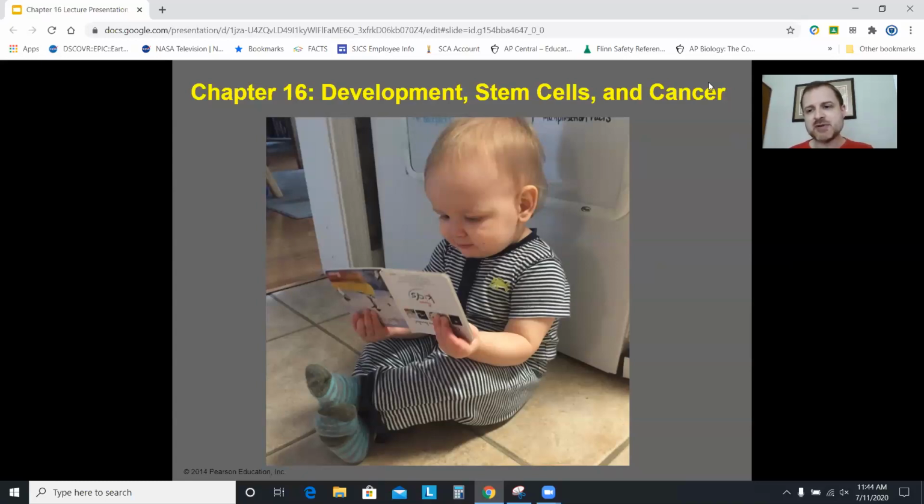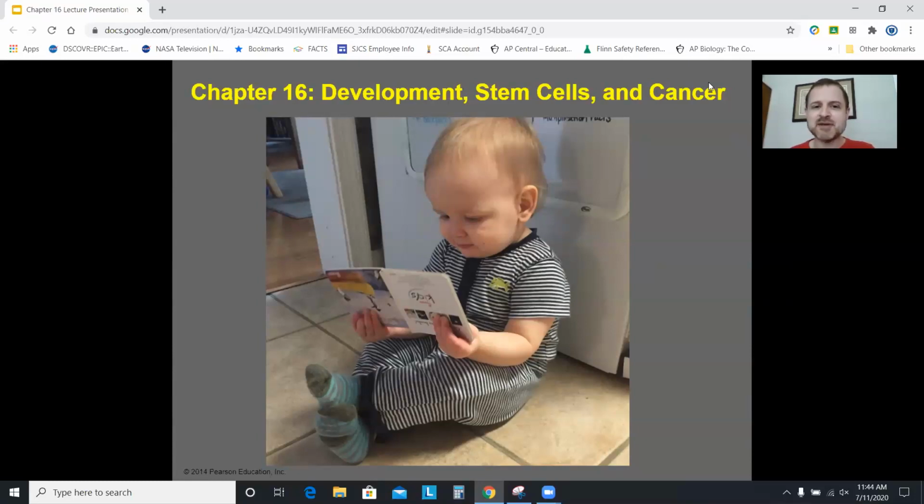So for this chapter, I picked a picture of Jack. In this picture, he's right around 1, and I love this picture because it shows some development going on. You can see he's reading a book. This is one of those little books from Chick-fil-A. The book, however, is upside down, so the development's not quite there yet. But he's getting there.